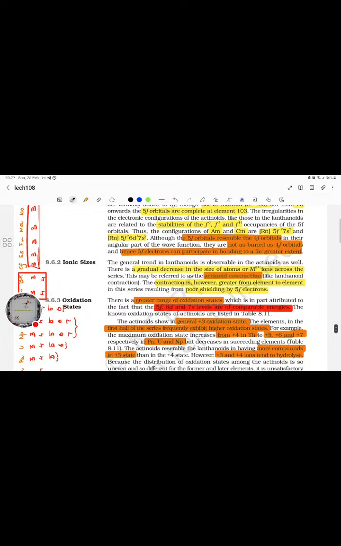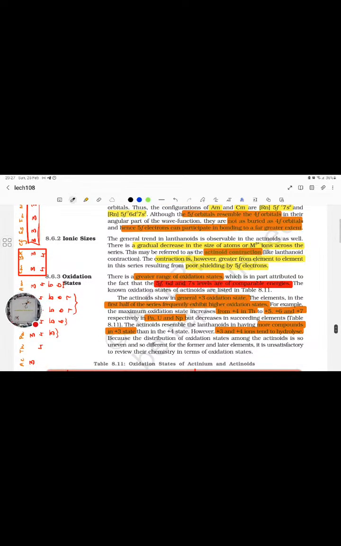So, ionic sizes: the general trend in the lanthanoids is observable in the actinoids. So the general trend is the same as in lanthanoids. The gradual decrease in size of tripositive ions across the series may be referred to as the actinoid contraction. The contraction is however greater from element to element in this series, resulting from poor shielding of 5f. So basically contraction is going to be higher due to the poor shielding of 5f electrons.